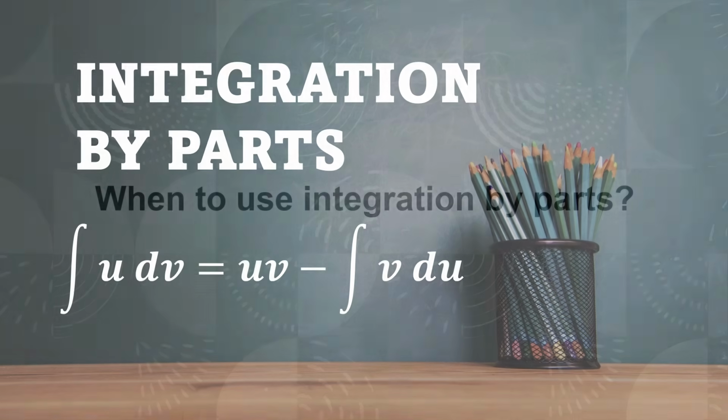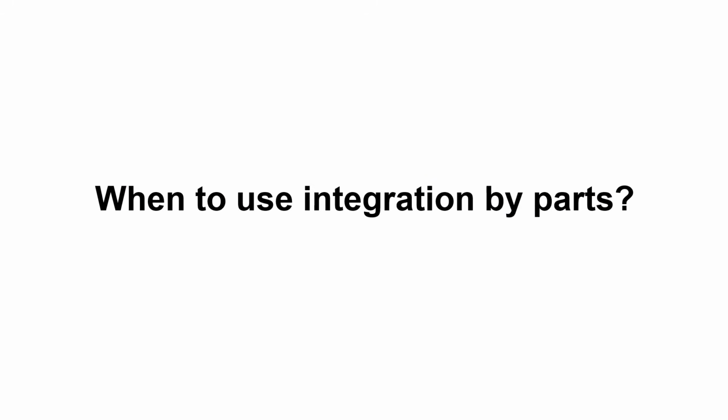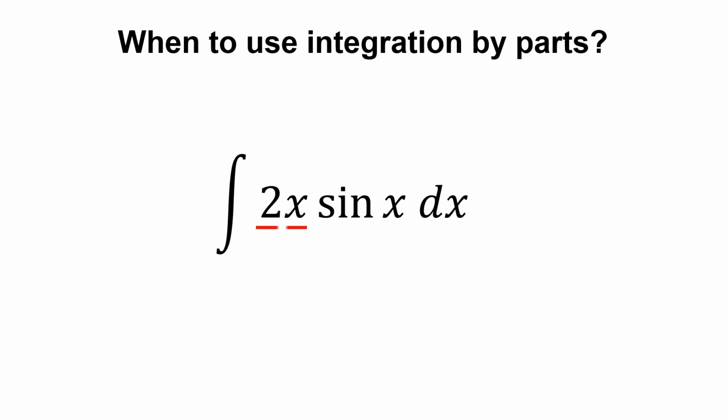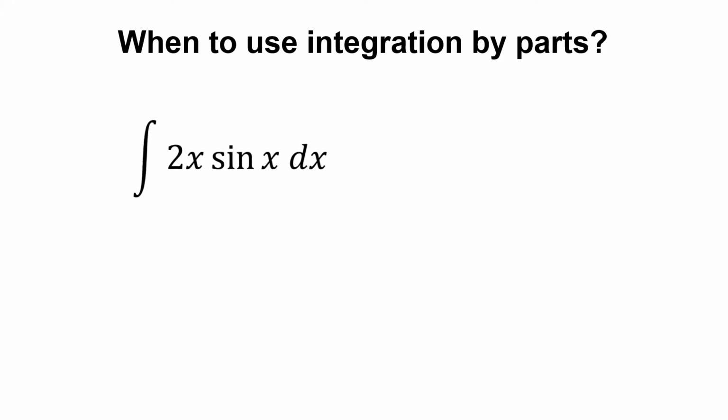Understand integration by parts in just 4 minutes. Integration by parts is used when we are trying to integrate an expression whose factors are different types of functions. For example, in this expression, we have 2x, which is an algebraic function, and sin x, which is a trigonometric function.